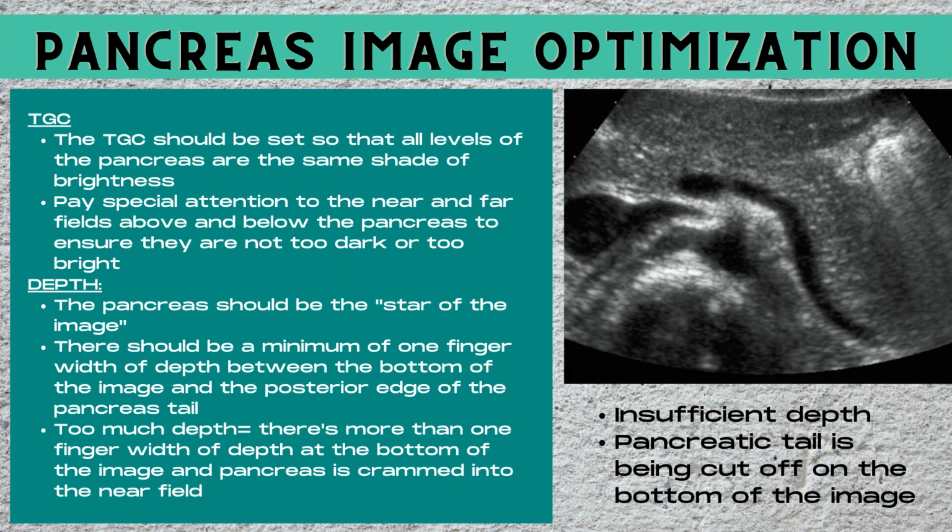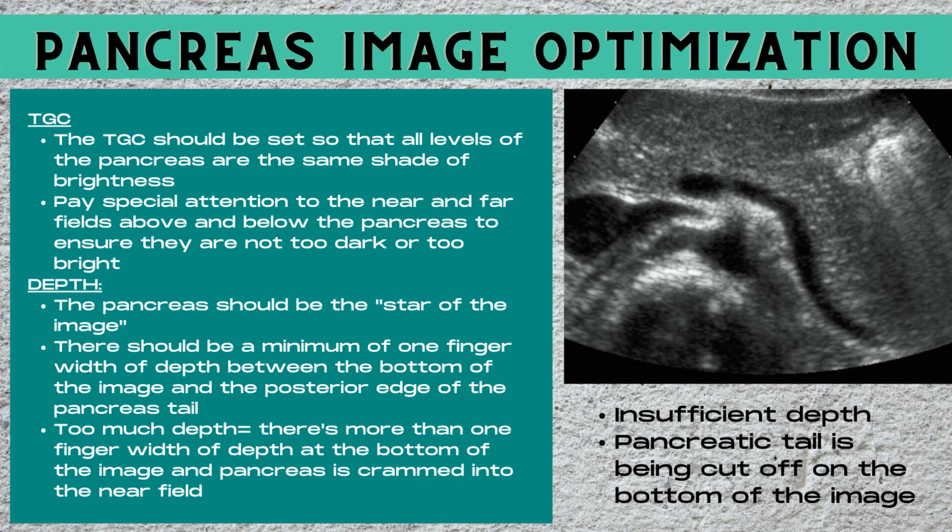Now let's talk about TGC optimization for the pancreas. The TGC should be set so that all levels of the pancreas are the same shade of brightness or echogenicity. And you really want to pay special attention to the near field and the far fields above and below the pancreas to ensure that they're not too dark or too bright relative to the depth level of the pancreas.